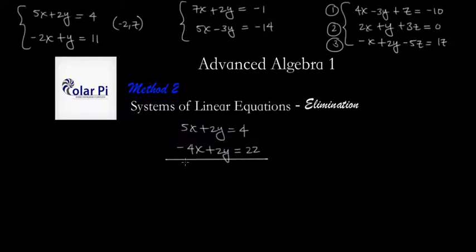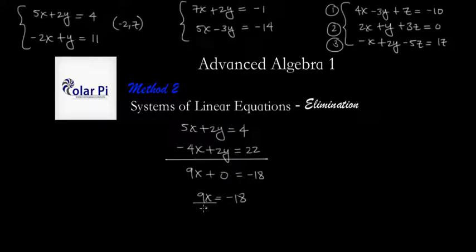So we're going to subtract the second equation from the first equation. When we subtract from 5x a -4x, we do 5x minus a -4x, therefore 9x. And then 2y minus 2y is going to be 0. So y is eliminated. And then 4 minus 22 is going to say -18. So we have 9x equals -18.